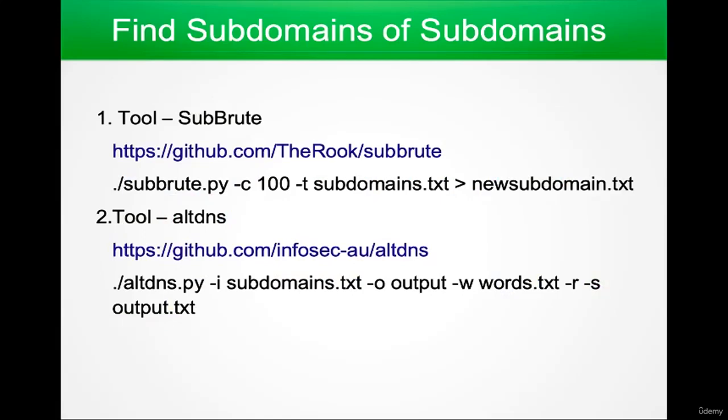So basically why I'm doing this, because I have to find all the subdomains of subdomains to increase my target list. For that I will use this command. It's a subroot.py command. Then I'm giving hyphen C for DNS lookup threads, then hyphen T for target lists, and then writing into a new subdomain.txt file. So let's do this now.